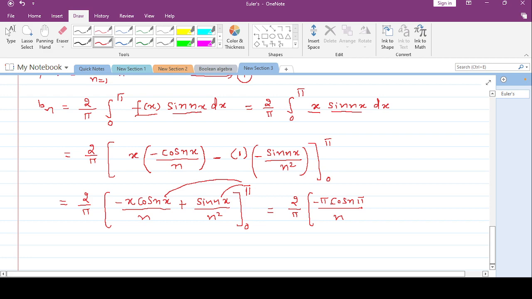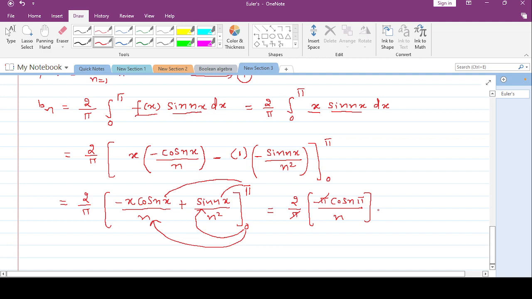Put x equal to 0 here, sin 0 is 0. So you are left with this thing only. So it is minus 2, and cos n pi is minus 1 raised to the power n divided by n. So this is the value of Bn.